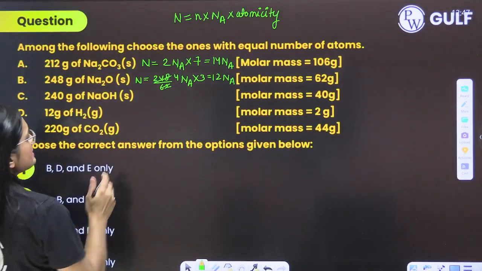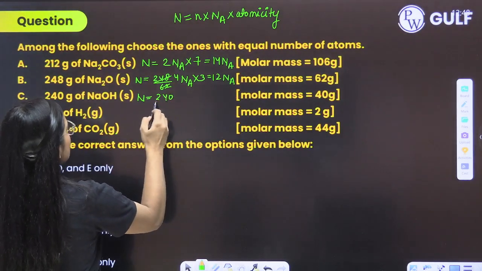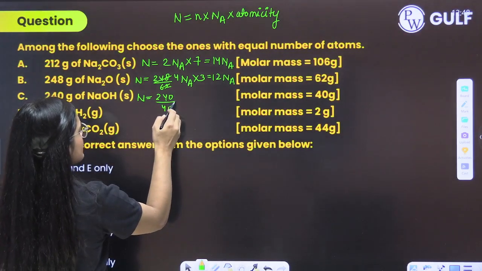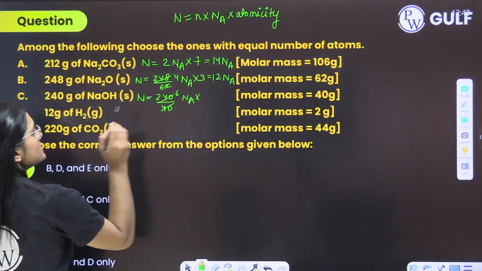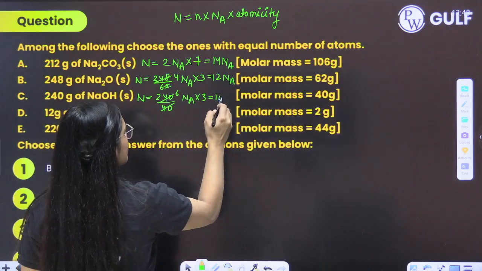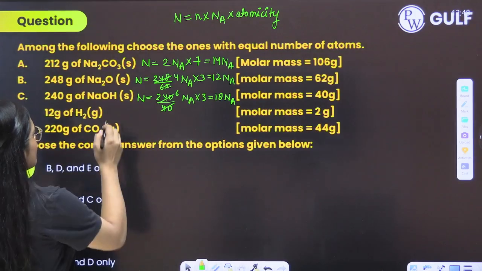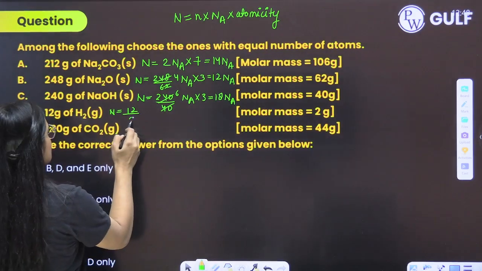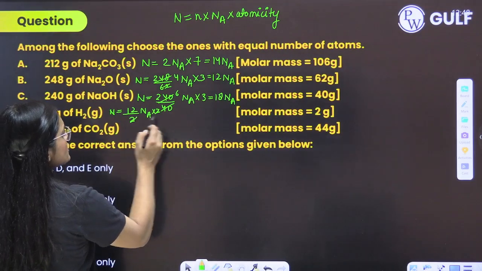Next we have the C part, where the number of atoms you can calculate as 240 divided by the molar mass, which is 40. It is going 6 times, 6 Na into atomicity. Atomicity here is 3. So 3 times 6, 18 Na. Okay. Next, here we have the D part, where the number of atoms can be calculated as 12 divided by molar mass 2, Na into number of atoms 2. So it is 12 Na.